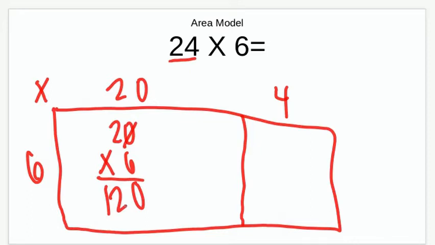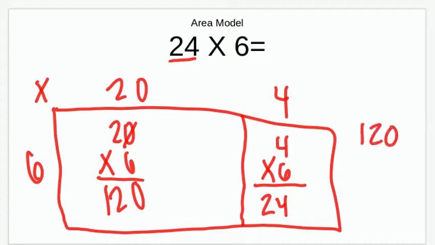Then, in my smaller section, its area is represented by solving 4 times 6. 4 times 6, 4 groups of 6. That's going to be 24. Now, not done yet. We got to put both of these parts together to get the whole product. So I have 120 plus 24.